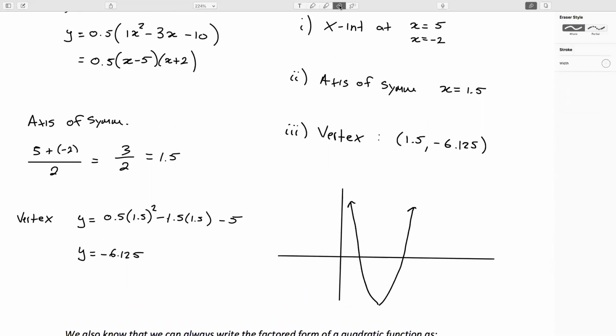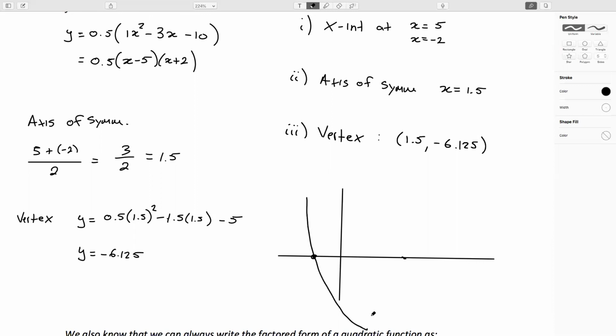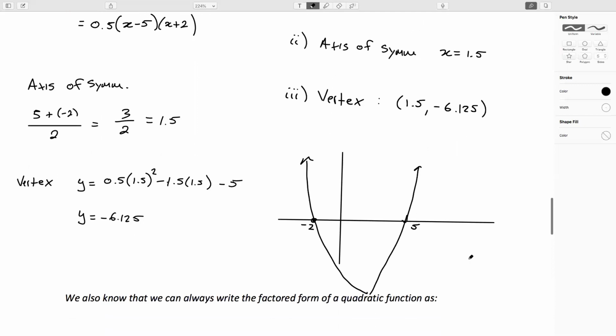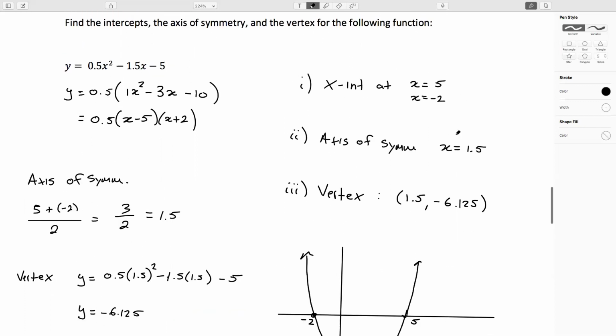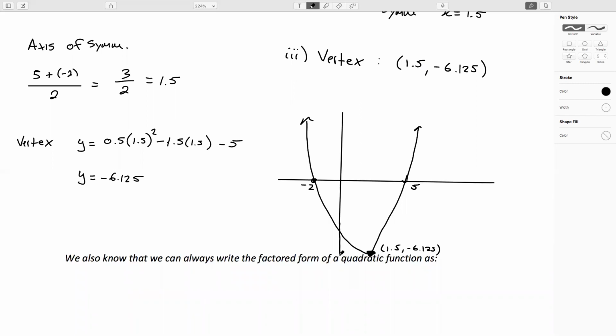Oh wait, no, it's not. My zeros are at -2 and 5, so that's actually going to look like this. This will be -2, this will be 5. This is the point 1.5, -6.125. My y-intercept should be -5, so this is the point -5. And there we go. That's what the function looks like.